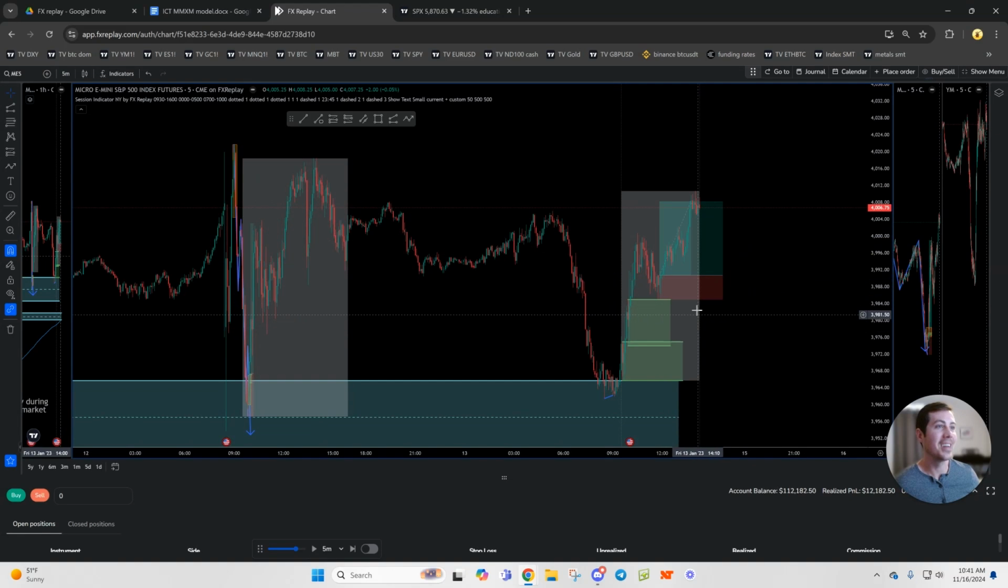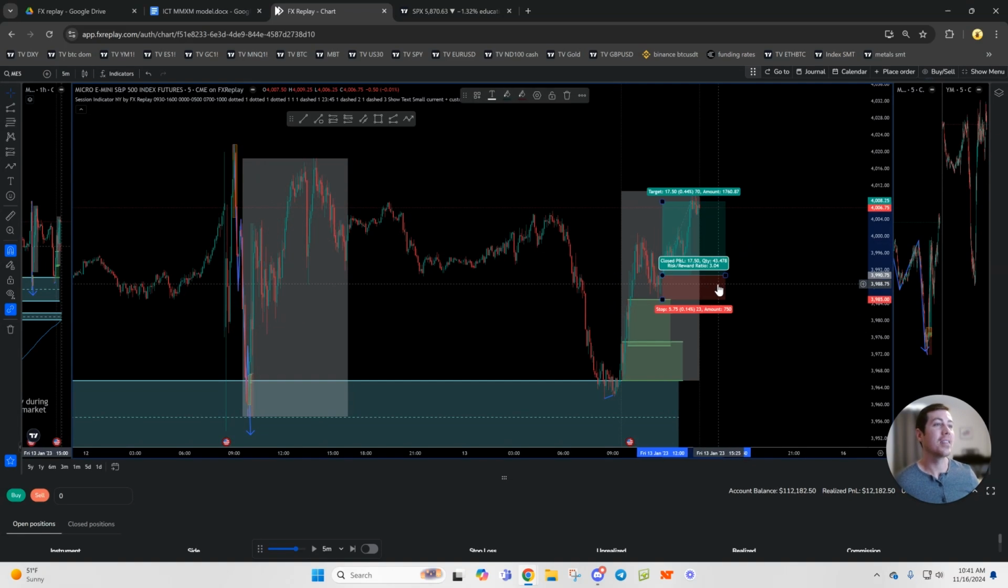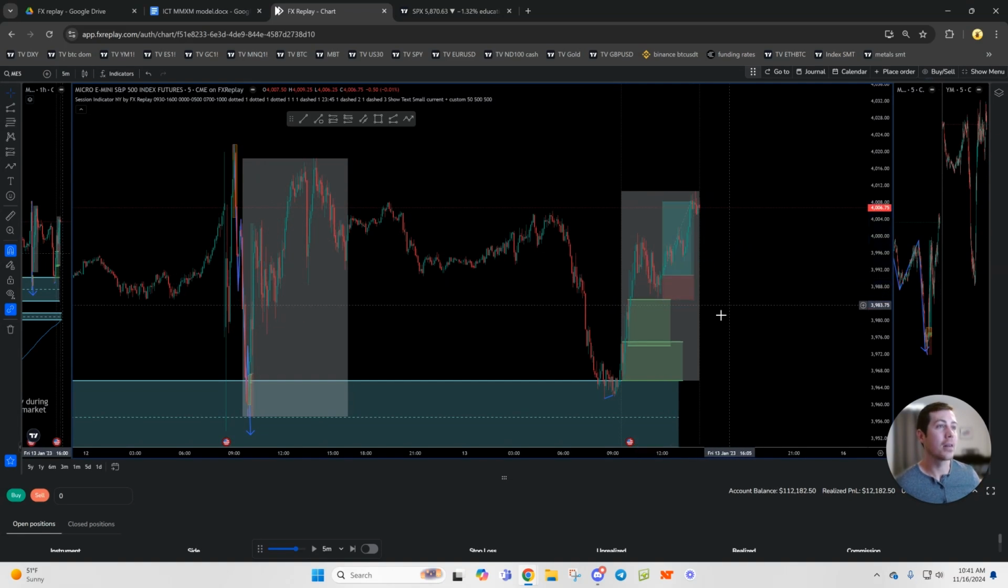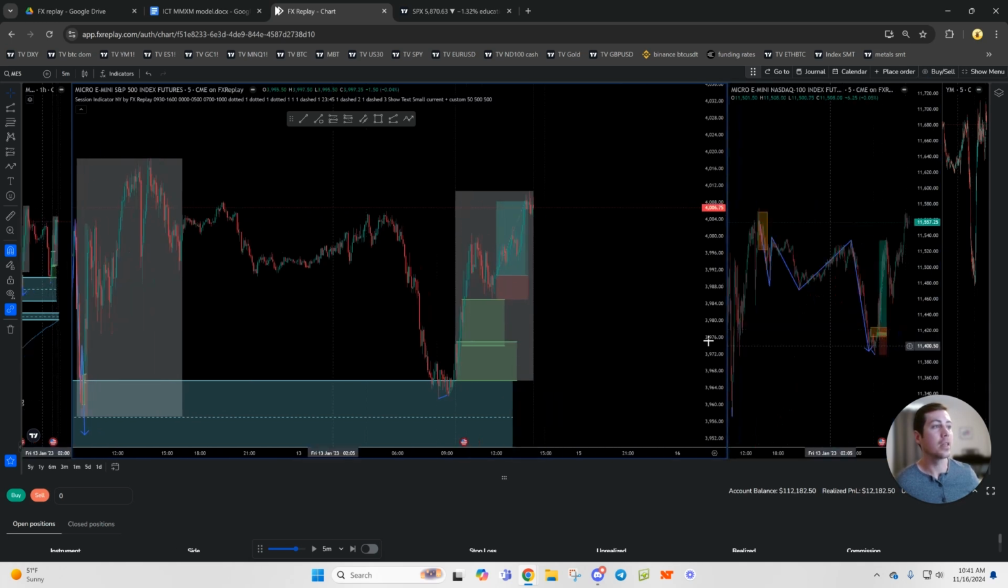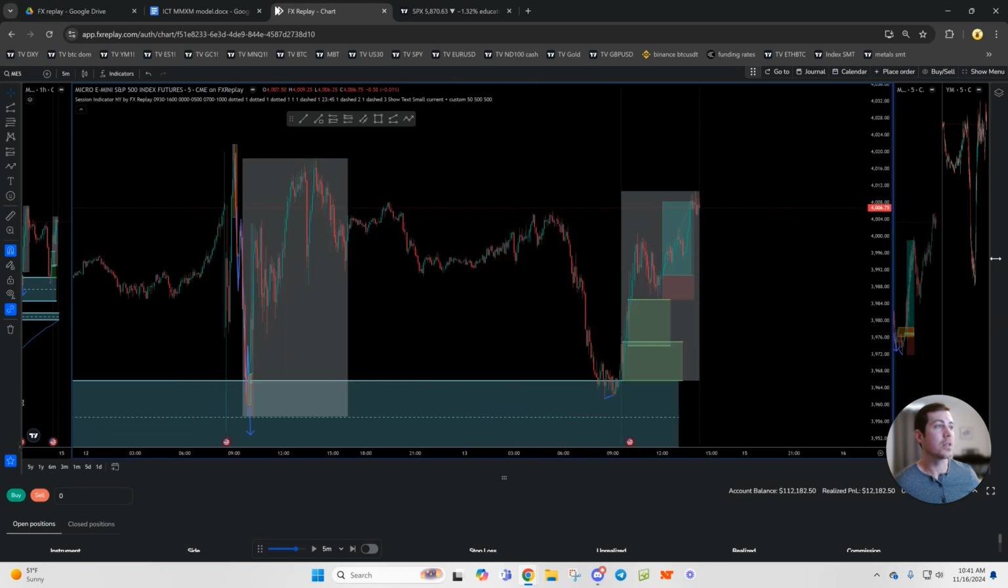And great, another win. So really nice kind of, I guess, 2-win day with the model. We caught both the low risk buy as well as the first stage accumulation. Potentially a lot of different ways you could have traded this.